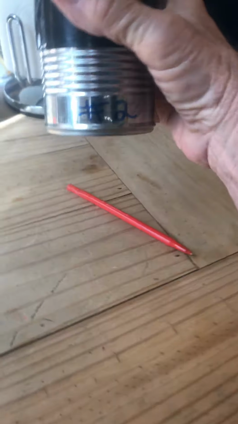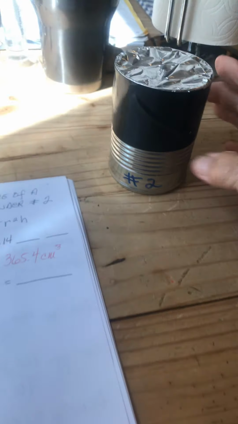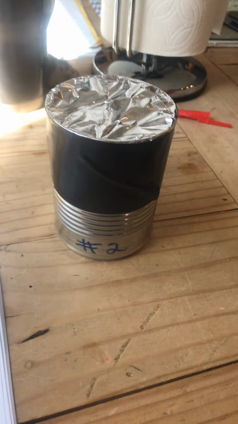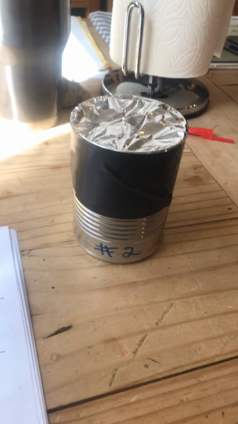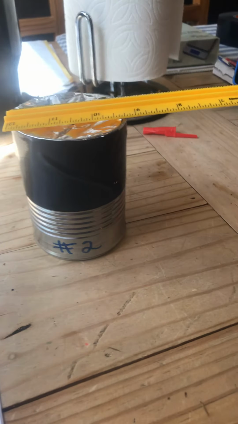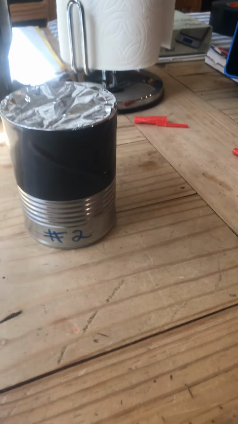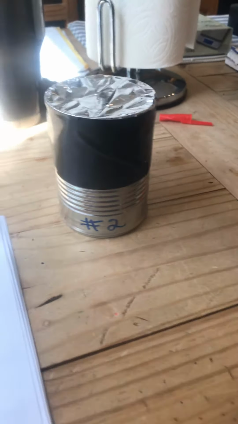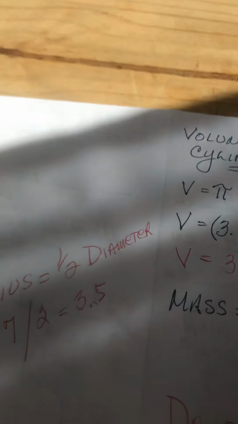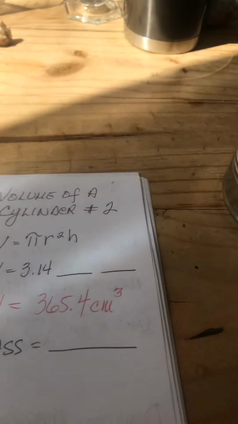So back over here to my handy dandy desk. Now we're going to take a look at number two. Number two feels a little bit different. Okay, now it does have the same volume because we just tried it a second ago with the others. It has a height of 9.5 and a diameter of 7, and the radius is half the diameter, and we did it so it has the same volume.